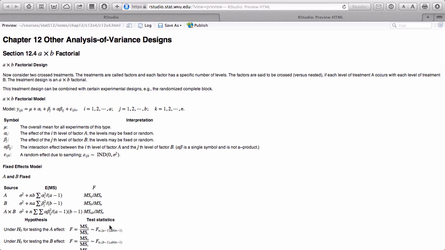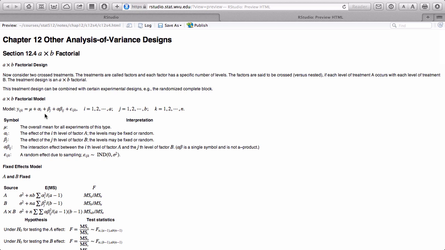And the reason I call it A by B is because if we look at our model, we have mu sub ijk equals mu plus alpha sub i plus beta sub j plus alpha beta ij plus epsilon sub ijk. And i goes from 1 to A, j goes from 1 to B, and k goes from 1 to n. Now, in general, k could go from 1 to n sub ij.